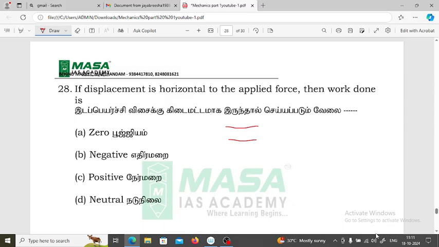So that means displacement happens in the same direction in which the force acts. So what do we call that work done? Positive work done. If work happens in the same direction as the force we apply, it is positive work done. If work happens in the direction opposite to the force we apply, that is said to be negative work done. Here the option is C. Answer positive.